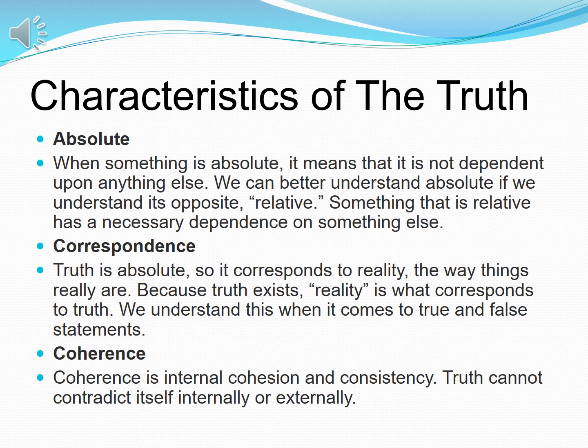After a complex and very detailed discussion about truth, let's see what the characteristics of truth are. Number one is absolute. When something is absolute, it means that it is not dependent upon anything else. We can better understand absolute if we understand its opposite, that is relative. Something that is relative has a necessary dependence on something else. So absolute means this truth or this statement is not dependent on any if or but.